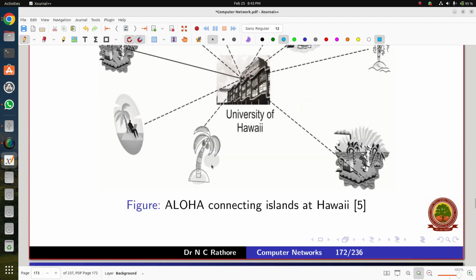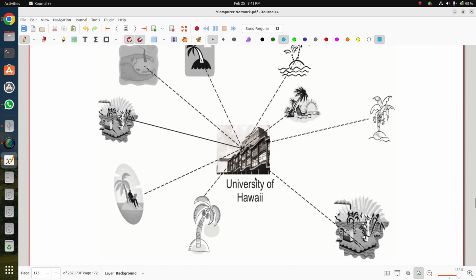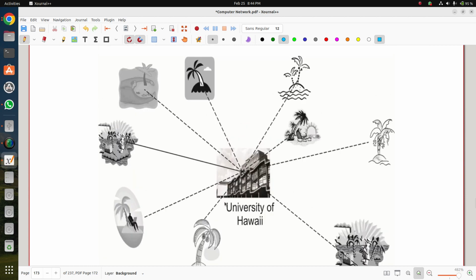The scenario was that this protocol was developed at the University of Hawaii, and the University of Hawaii was spread across multiple islands. These points are representing that the University of Hawaii was not on a single island. It was spread across multiple islands. This university had a computing facility that it wanted to be shared by all other universities, schools or departments that were spread across these islands.